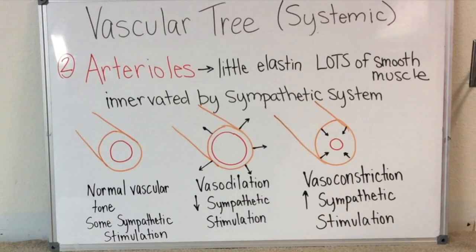When an organ needs an increase in blood flow, the arteriole is able to vasodilate, which means to expand the amount of blood flow through that vessel by increasing the radii of the blood vessel. This is done by decreasing sympathetic stimulation. By decreasing the sympathetic stimulation, the muscle around the vessel relaxes and expands.